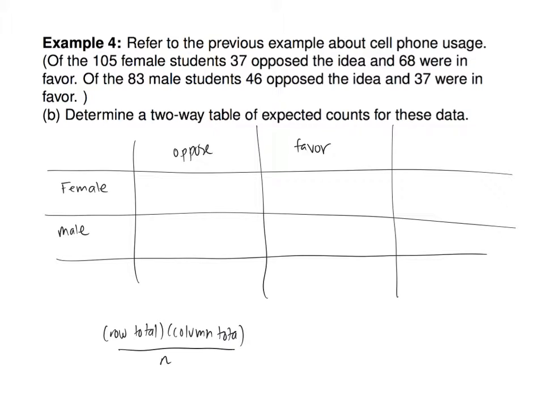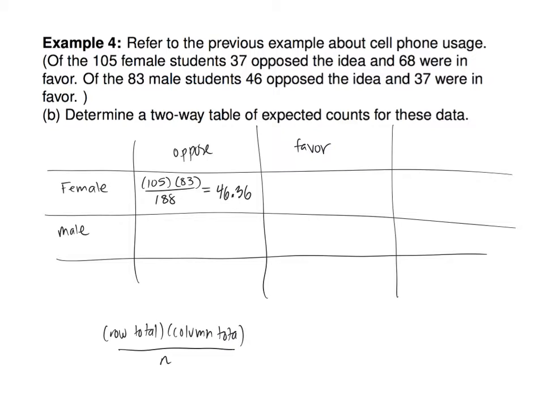So for this first cell, look at the table above. What is the row total for the female row? 105. What is the column total for the opposed column? 83. Divided by the total n, which is 188. Okay, great. So get me a decimal, and I want 2 decimal places of accuracy. You're gonna look at the third to see how you round. I got 46.36. Tell me if you get that too. 46.5. What's after the 5? 6. So that's why you round up. Okay, does that make sense?